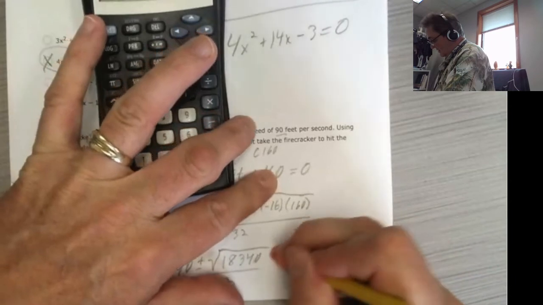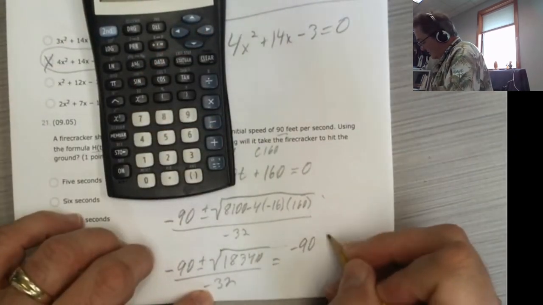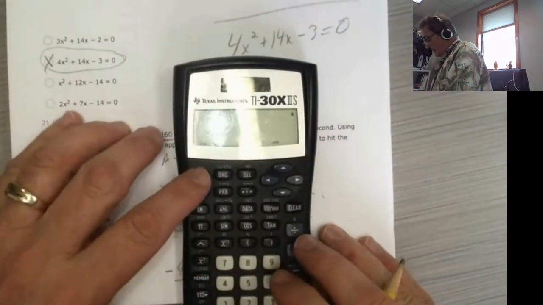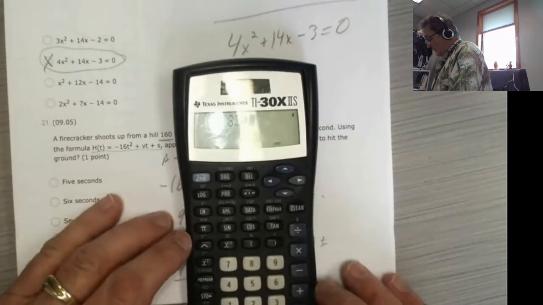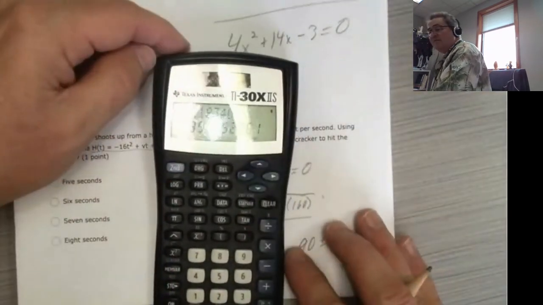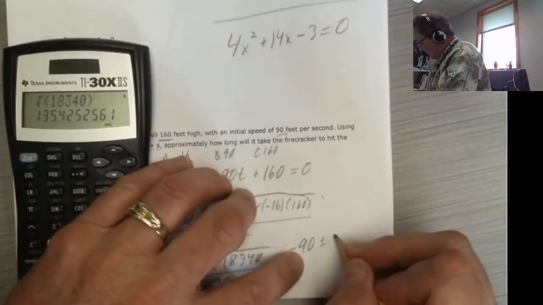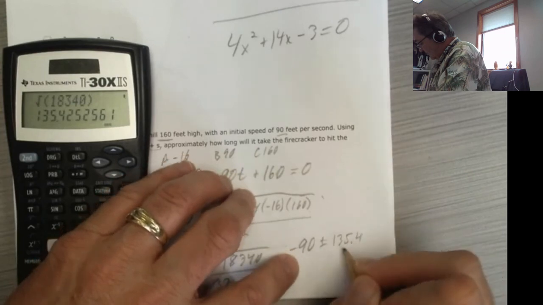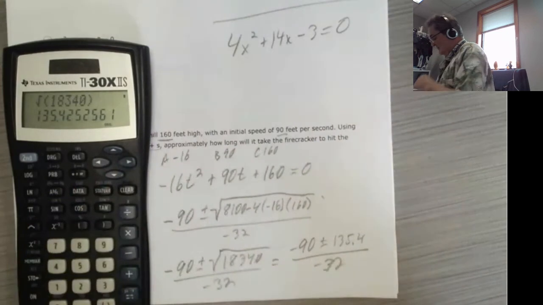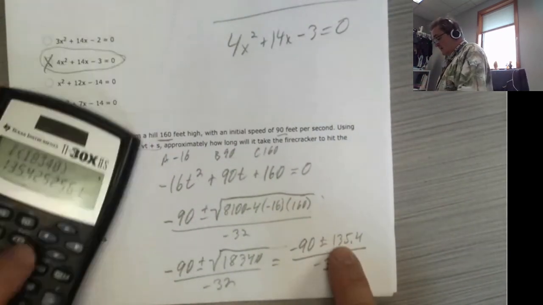Erase that. I'm going to run out of space here. So that will simplify to negative 90 plus or minus the square root of 18,340, which is 135.4, divided by negative 32. So that's the two answers. One's when it's plus and one's when it's minus.